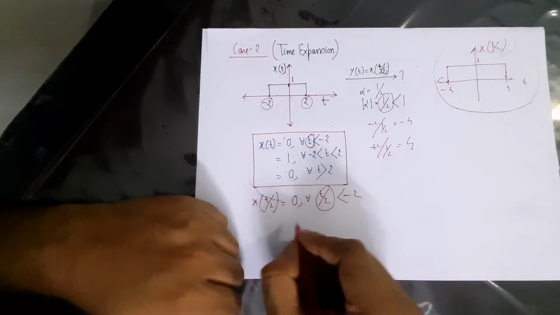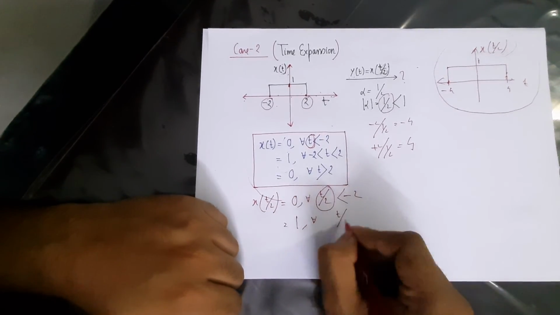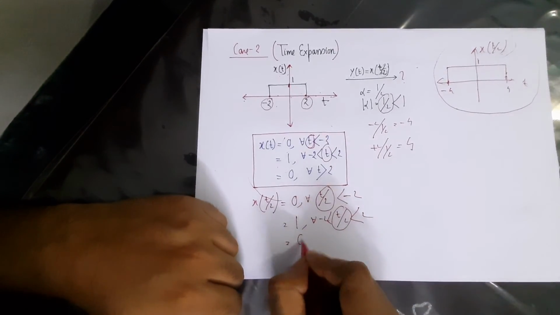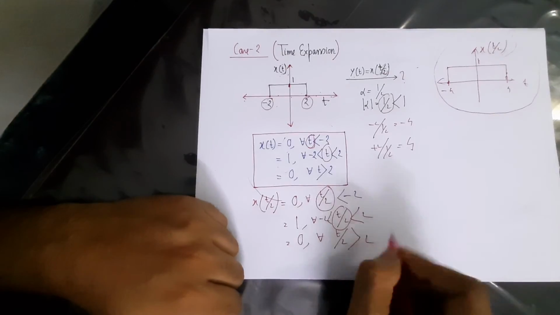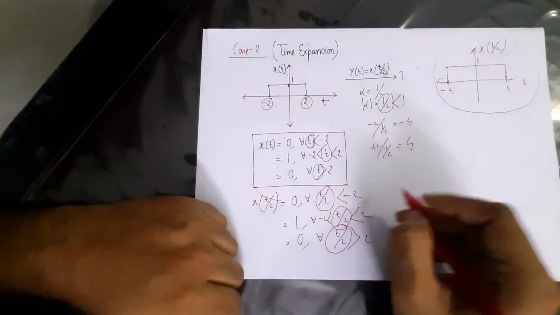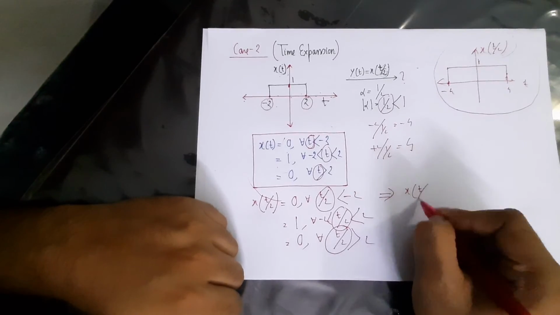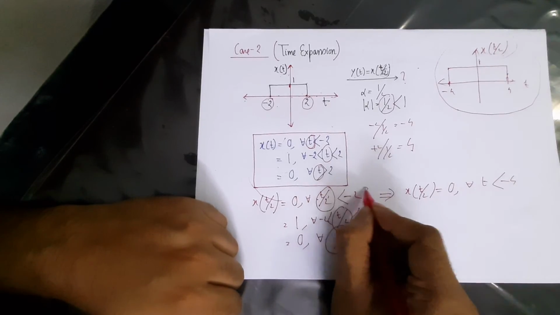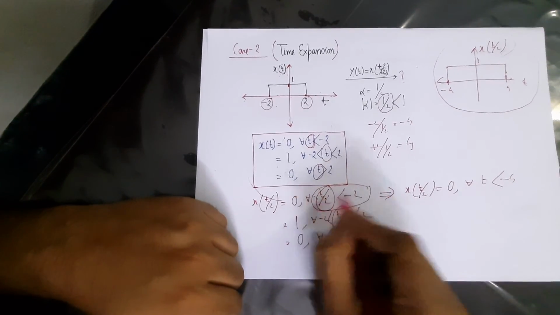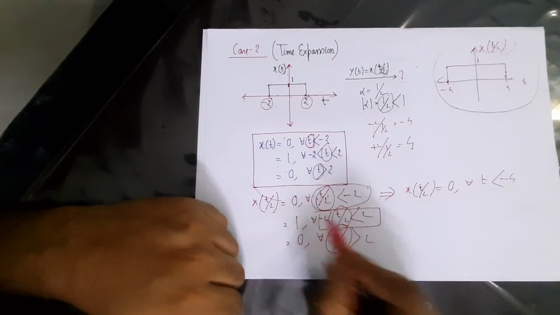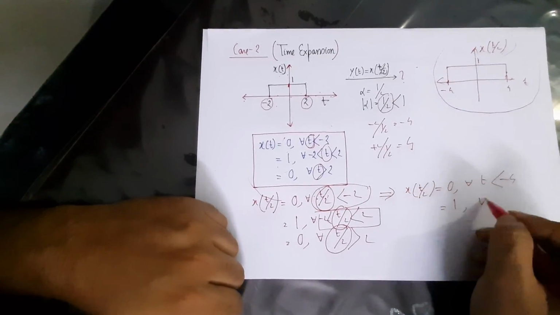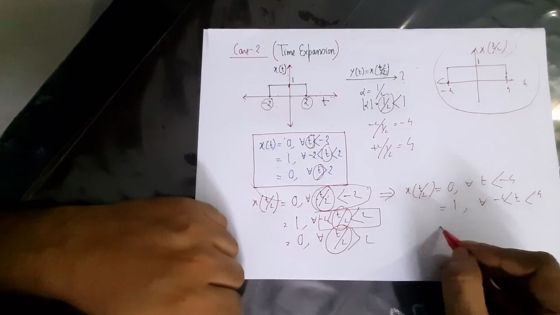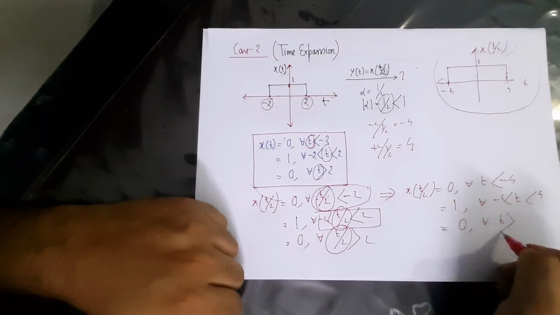So we'll have t by 2 lesser than -2. Similarly, it is equal to 1 for all t by 2 greater than -2 or lesser than 2, and it is equal to 0 for all t by 2 greater than 2. If I simplify this, we will have that x of t by 2 is equal to 0 for all t lesser than -4. If you multiply both sides of this inequality by 2, you will have t lesser than -4. From this inequality, you will have x of t equal to 1 for all t lesser than 4 and greater than -4, and x of t equal to 0 for all t greater than 4.